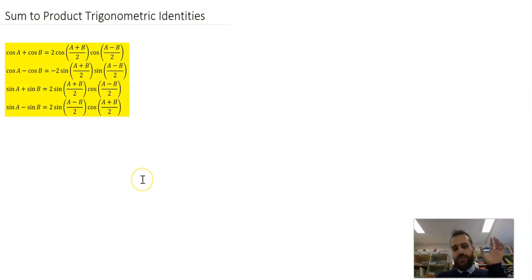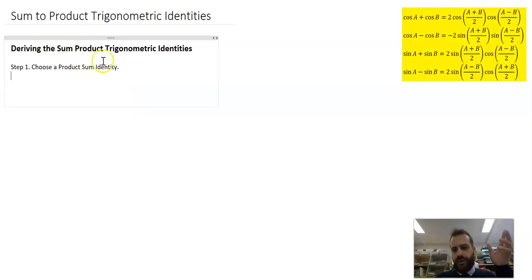All right, so you already know what the product sum trig identities are. These are the sum product trig identities, and you can see the 4 here. Now, deriving them is really, really straightforward. We take the product sum trig identities and we sub in 2 different things. I'm going to derive the sum product trig identities.